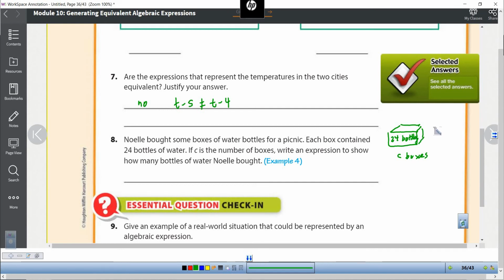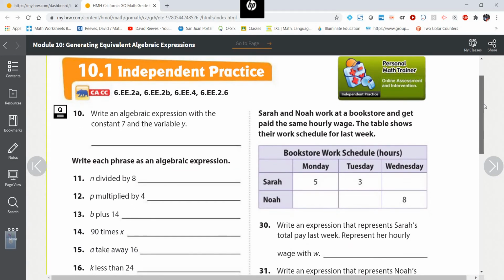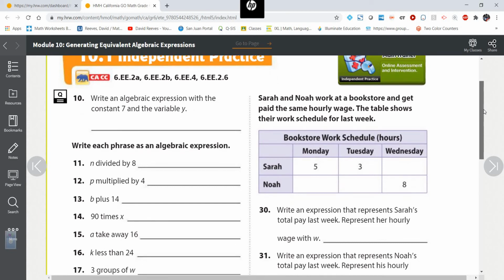So this is 1, right? So 1 would be 24. 2 would be 24 times 2, right? 3 would be 24 times 3. 24, by the way, 1 would be 24 times 1. So C boxes would be 24 times C. Does that make sense? All right, so the number of boxes she bought is 24C. Every box has 24, times C boxes tells us what our total would be. All righty, let's go on to the next page. All right, do a few more problems and then we will be done in this video.